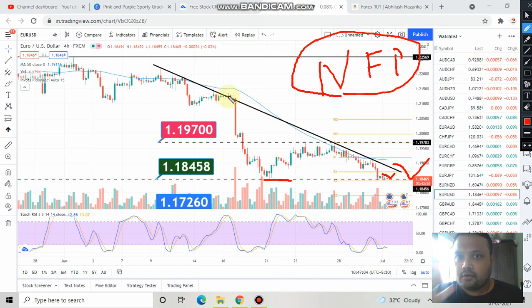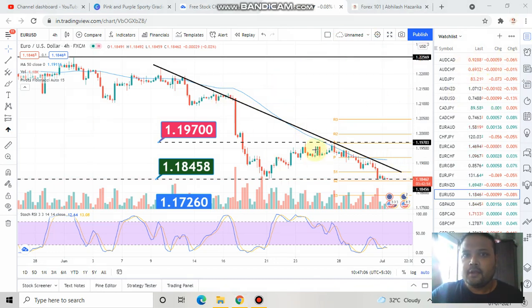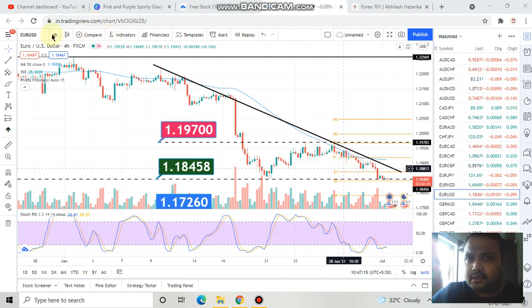So right now, let's jump to the chart of Euro USD again. Market does not have the strength to go up. Try to understand the market psychology here. Therefore, this level is not the ideal position to buy. Now let's have a look at the weekly chart also.